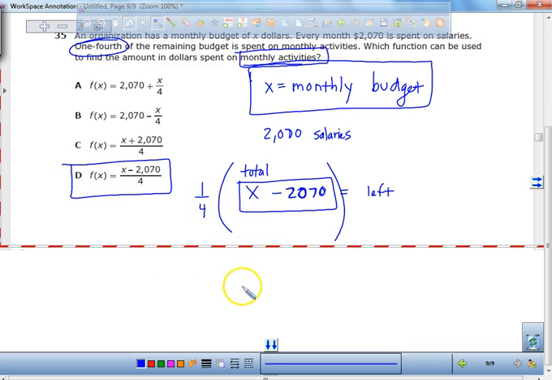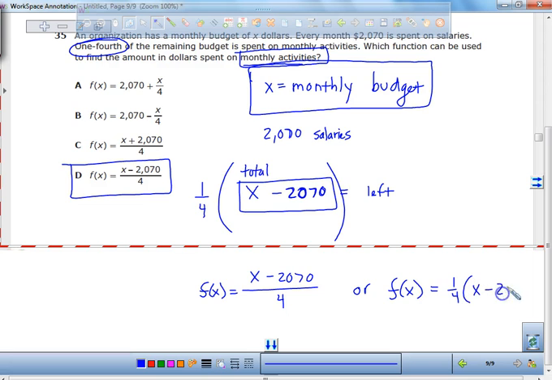Okay? So now, by the way, this is another way they could have written 1/4 of what's left. You can also write it this way. Let me explain: there's more than one way to write it. This is how they wrote it, f of x equals, or you could have written it like this, 1/4 of x minus 2007. So either one of these would be correct.